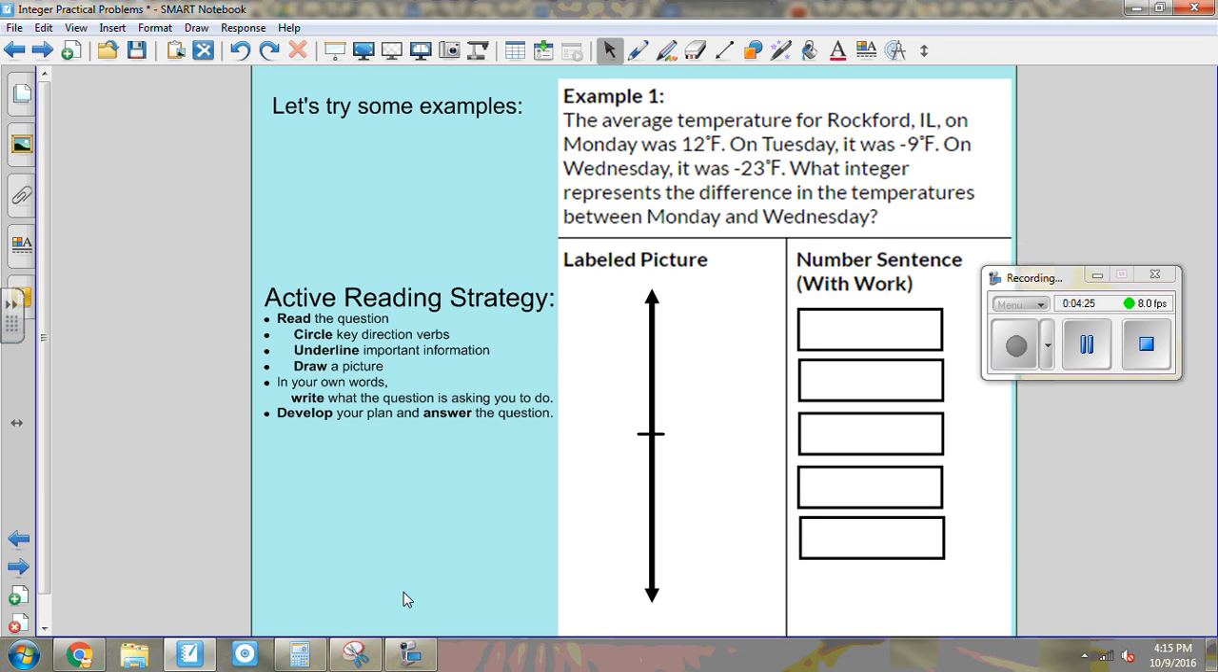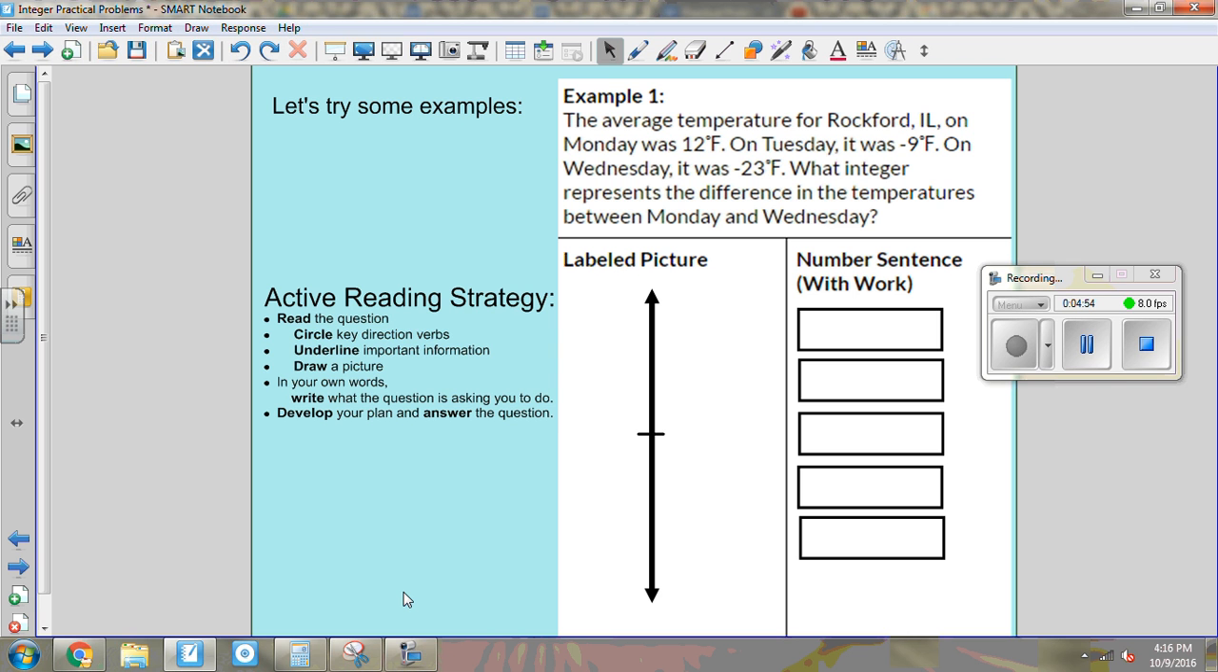Alright, let's look at some examples, and we'll talk about how we can use the active reading strategy to help us solve our problems. So I'm going to read through example 1, and then we'll go through the different strategy steps. Example 1 says that the average temperature for Rockford, Illinois on Monday was 12 degrees Fahrenheit. On Tuesday it was negative 9 degrees Fahrenheit. On Wednesday it was negative 23 degrees Fahrenheit. What integer represents the difference in the temperatures between Monday and Wednesday?